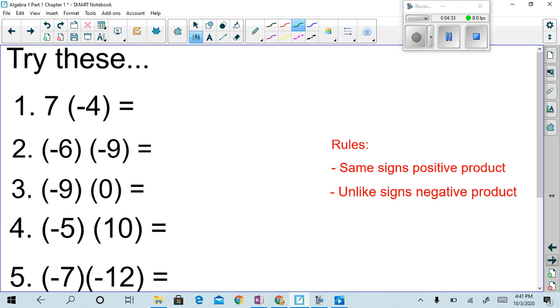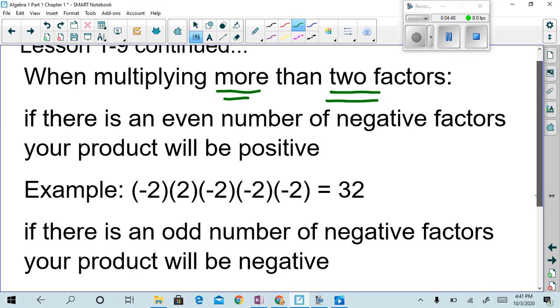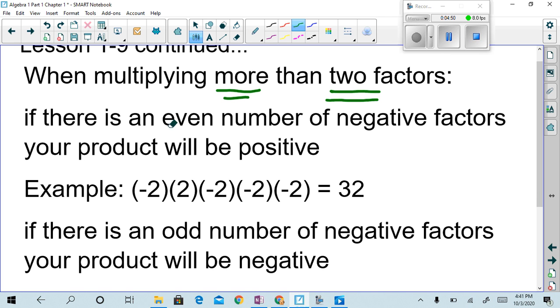Before we end today's lesson, there is one other important set of rules I'd like to share with you. When we're multiplying more than 2 factors, in the previous problems, we were only multiplying 2 factors or 2 numbers together. If there is an even number of negative factors, our product will be positive. So if I look at this example, there's 1, 2, 3, 4. 4 is an even number, so that means that I'm going to have a positive product.